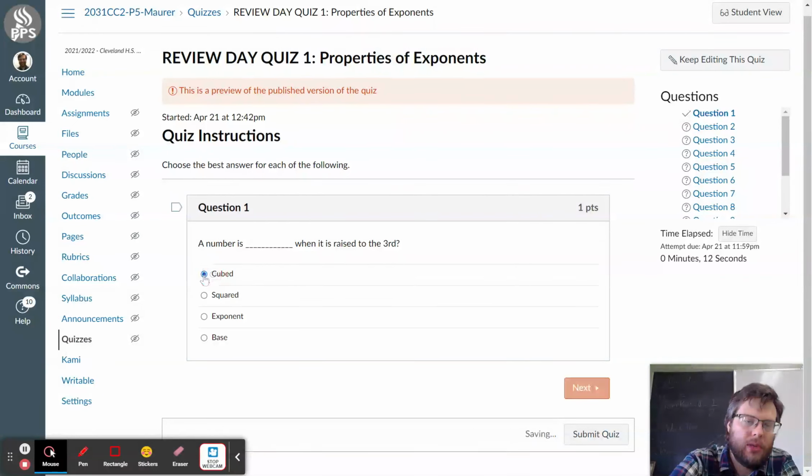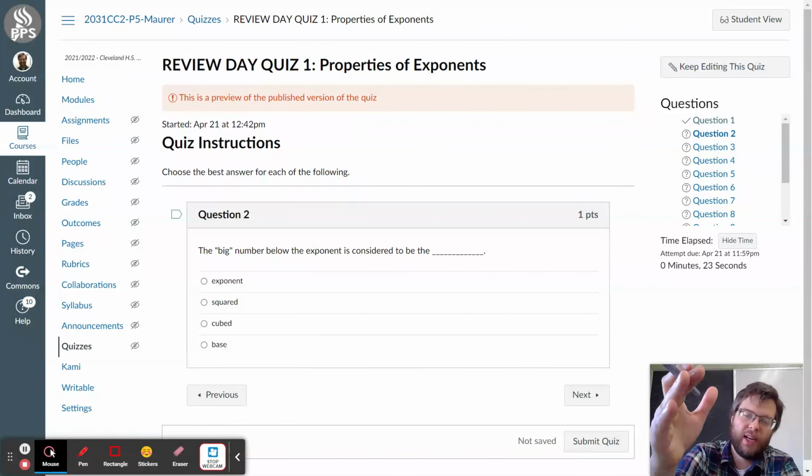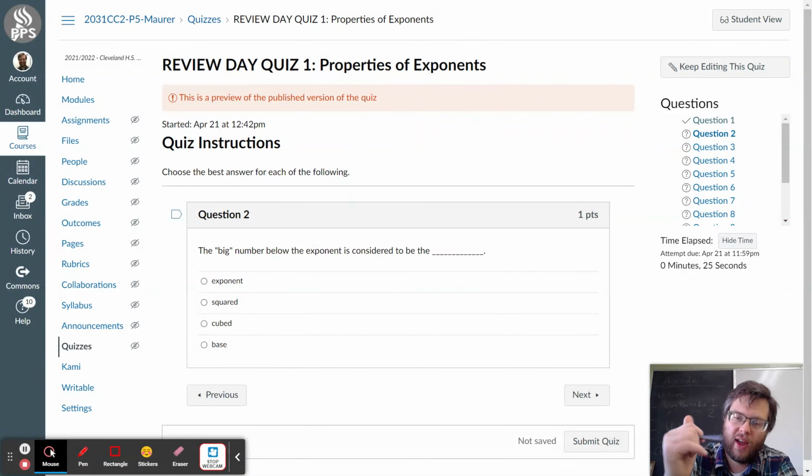The word cubed means to the third power because if you think of a cube, it's a three-dimensional shape. And so if you want to define the volume of a cube, you would just take its length times its width times its height. So that's times itself 3 times. That's why we say it's cubed.